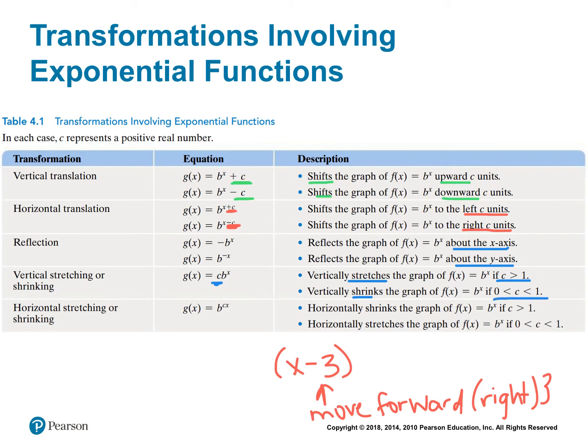And then if the c is in the exponent, that's going to horizontally shrink if c is greater than 1, and it's going to horizontally stretch if it's between 0 and 1. Which you could always find by making a table, but it's also nice to have this to know if your numbers are coming out correctly.